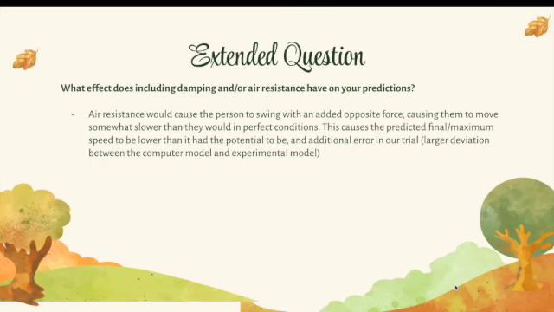For the extended question, what effect does the dampening or air resistance have on my predictions? Air resistance would cause the person to swing with an added opposite force, causing them to move somewhat slower than they would have in perfect conditions. This causes the predicted final or maximum speed to be lower than it had the potential to be and adds an additional error in our trial, or a larger deviation between the computer model and experimental model.